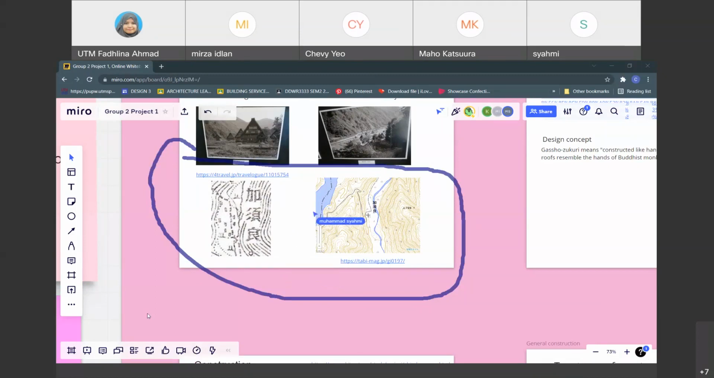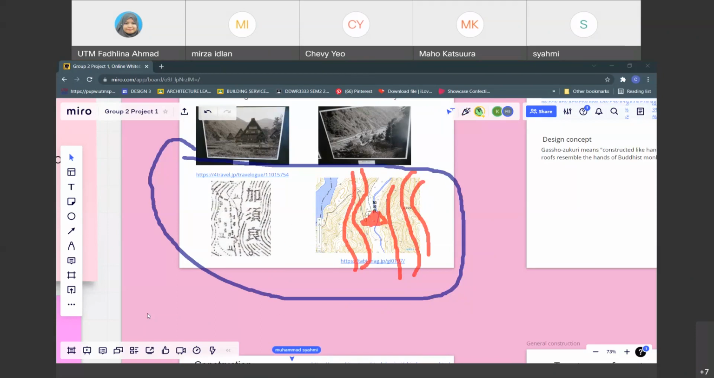Why is it like this? Because it is located near the hills. Is it in the middle of these two hills? This one you have the topography, right? This one is the contour for the hill, right? Is it located in between? Yes, in the valley. So at least you get the context.